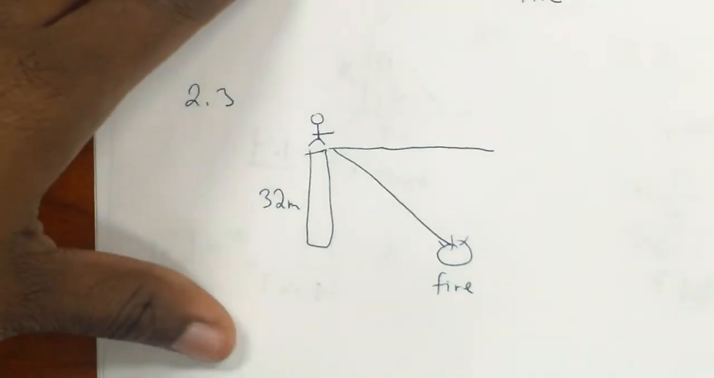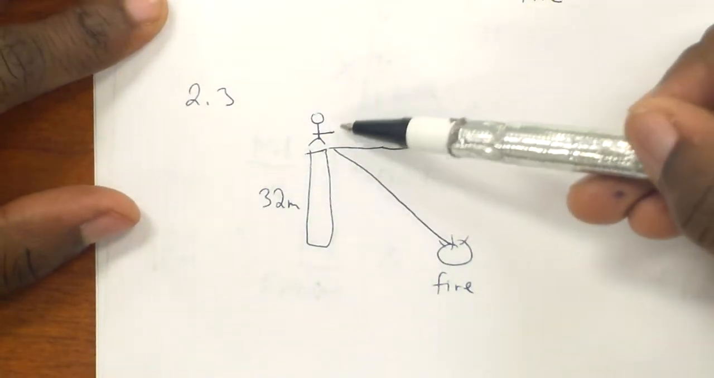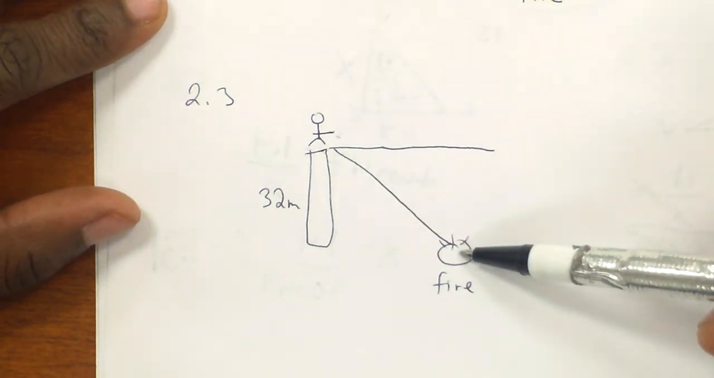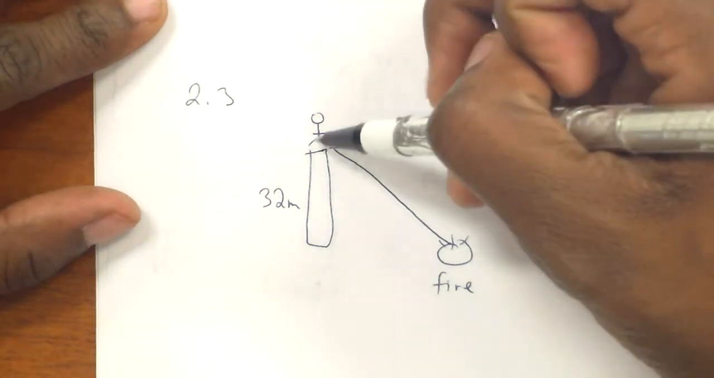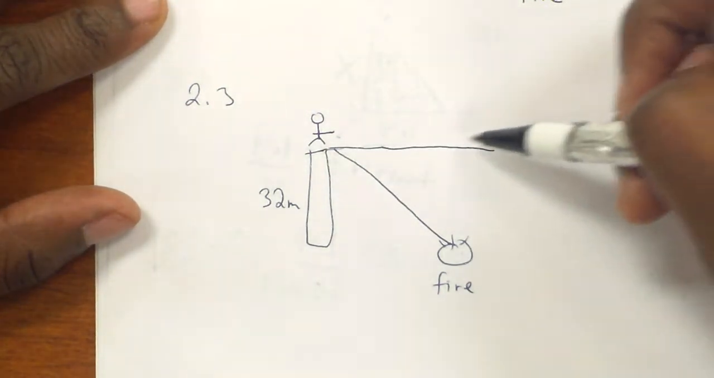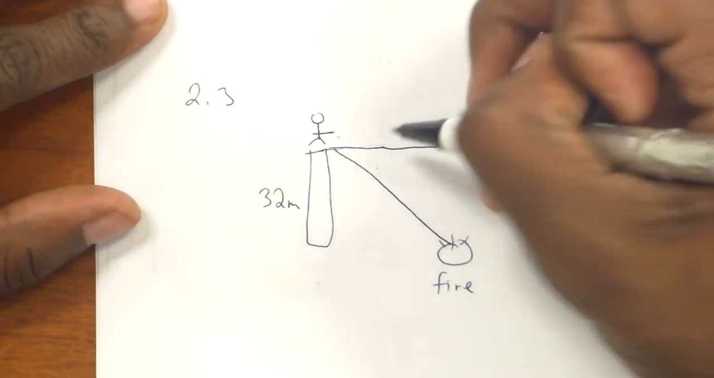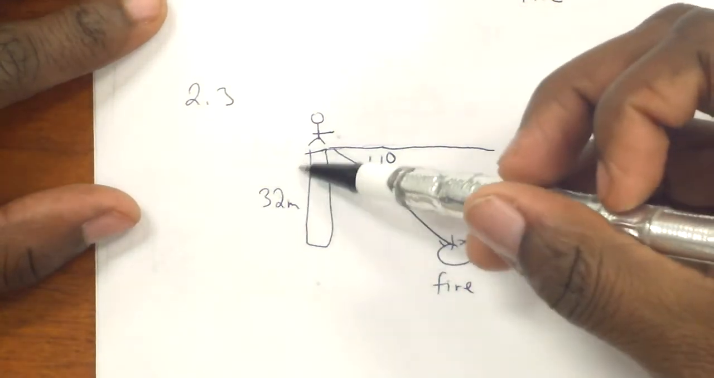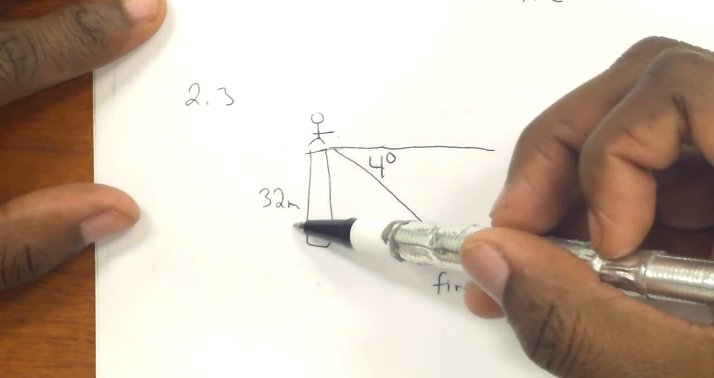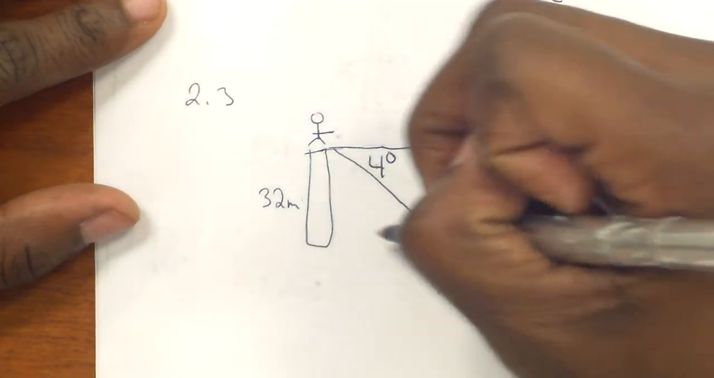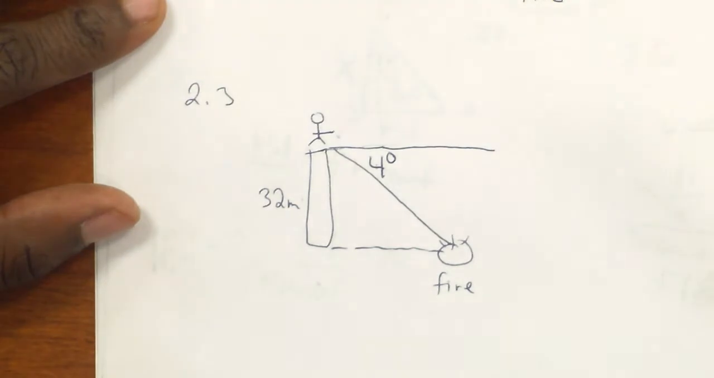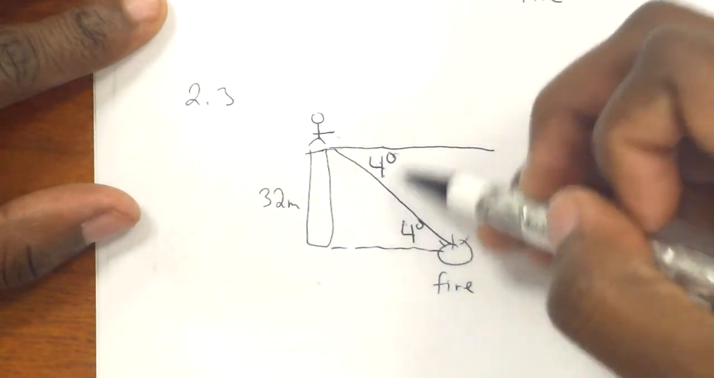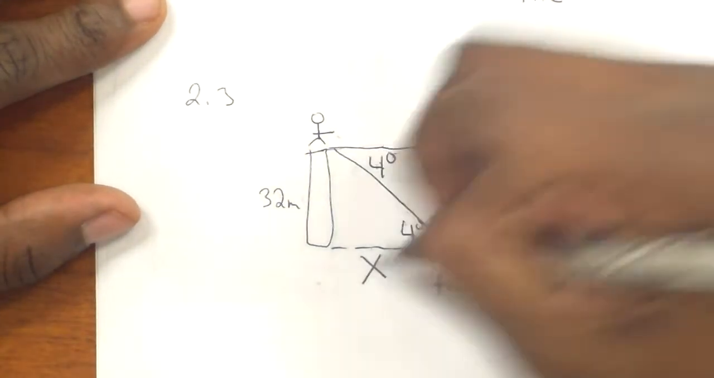Okay, here's number 23. It says, a ranger standing in a lookout tower. I drew a little man on top of a lookout tower. Yeah, I know, corny. He spots a fire in the distance. The angle of depression. So depression, here's his horizontal line of sight. Depression is going to be below. Angle of depression is 4 degrees. And the lookout tower is 32 feet tall. So I already labeled that. What is the horizontal distance to the fire? So basically trying to figure out that horizontal distance to the fire. Remember, alternate interior angles, if this is 4, this is also 4 degrees.